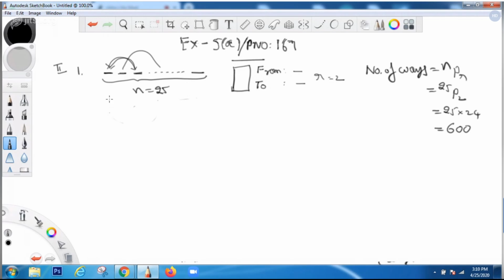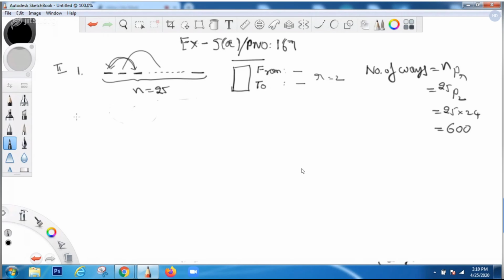Number of ways is equal to nPr. So in this type of problem, it's a theory-based problem. That means they won't give the n value or the r value. We have to read the problem and then decide ourselves what is the value of n and what is the value of r.